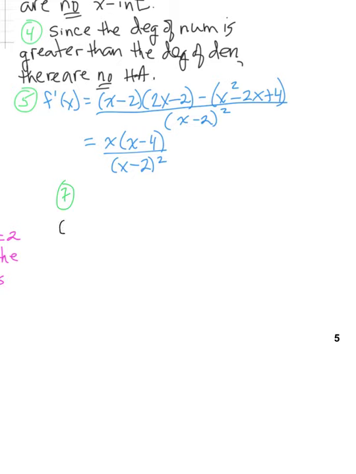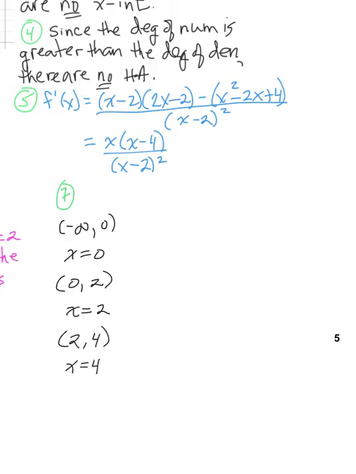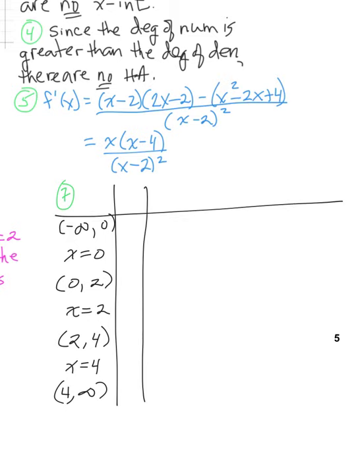I'm going to start from negative infinity. My smallest number is 0, so I'm going to go to 0, and then we stop and evaluate x at 0. Then we go from 0 to 2, stop and evaluate x at 2. Then we go from 2 to 4, stop and evaluate x at 4. And then finally go from 4 to positive infinity. So these are my x intervals.